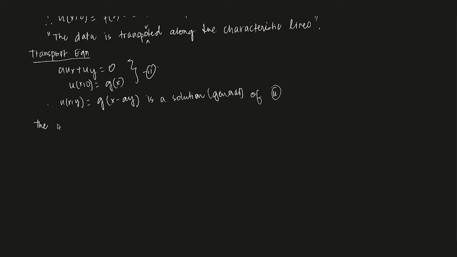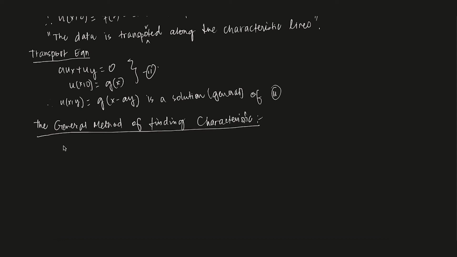The general method of finding characteristics. Let's look at this equation: a of (x, y) u_x plus b of (x, y) u_y equals c of (x, y). Let's just assume it to be a semi-linear equation, c of (x, y, u). It does not matter.